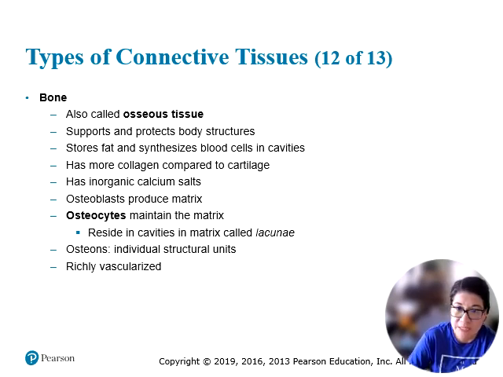So it supports and protects, stores fat, makes your red blood cells, which we've learned all of that already. It also stores calcium salts. And these are the two cell types. Osteoblasts are the bone building cells, and then osteocytes, they're just the mature ones. There's also osteoclasts that we'll learn about later, and they destroy bone.